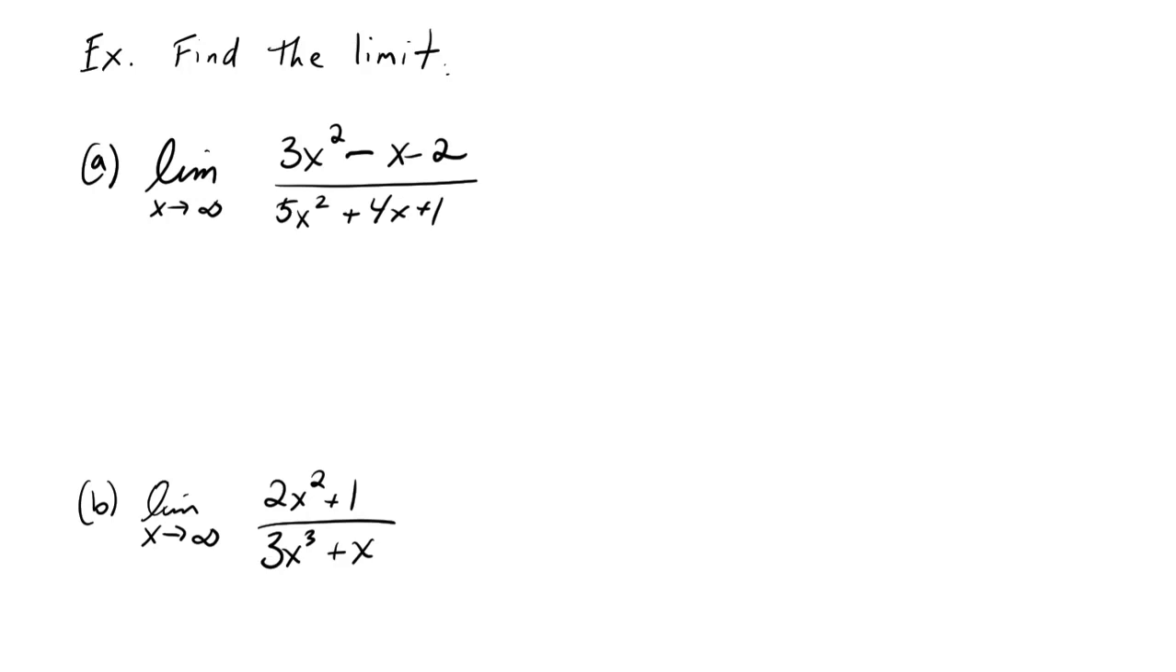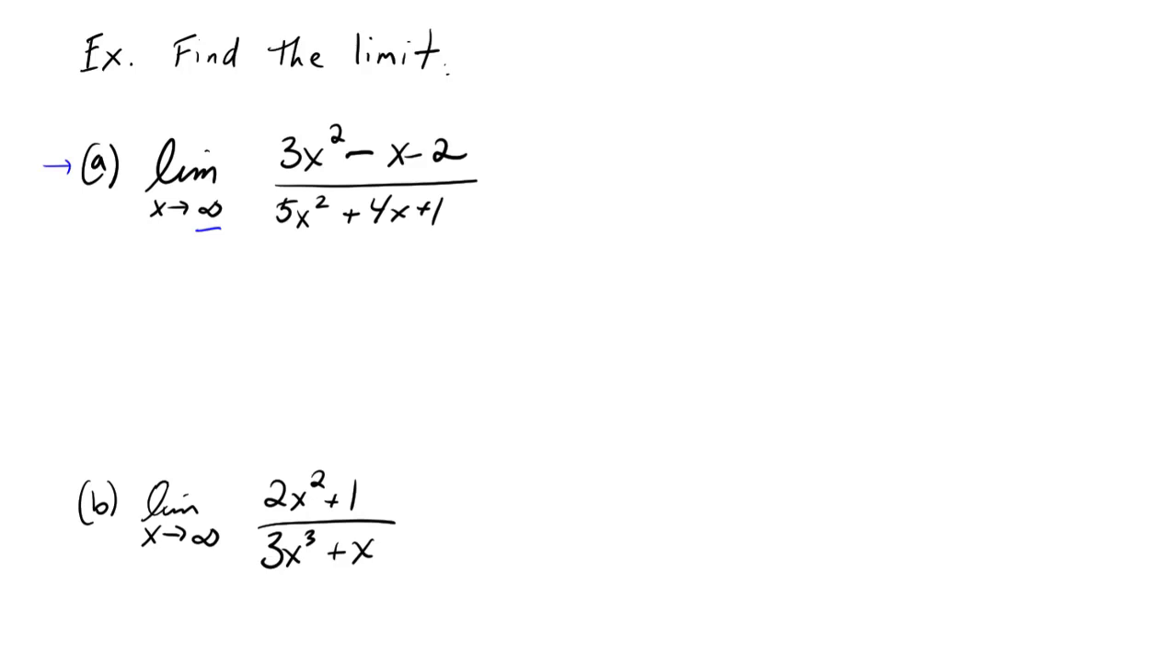Okay, so let's do some examples to see how procedurally we go and do these limits as x goes to infinity. All right, so let's take this first one here, a, and say the limit as x approaches infinity of 3x squared minus x minus 2 over 5x squared plus 4x plus 1. Okay, so what we're seeing is that if we actually did plug in infinity, so we don't literally plug in infinity because it's not a number, but we can think about plugging in infinity and see what's going to happen. Think about plugging in really big numbers.